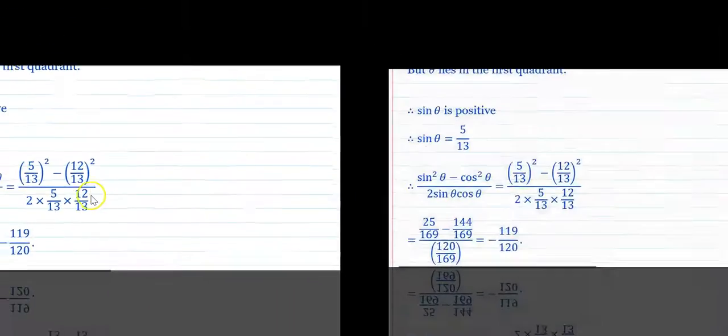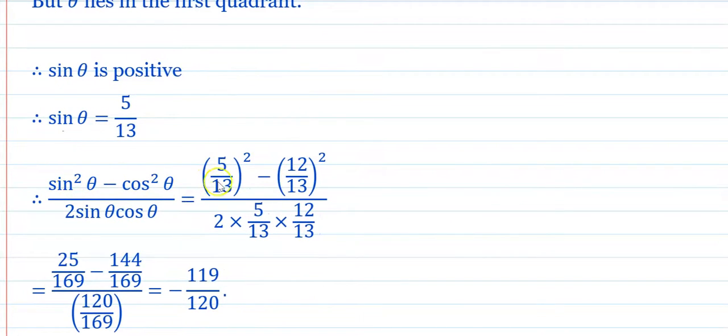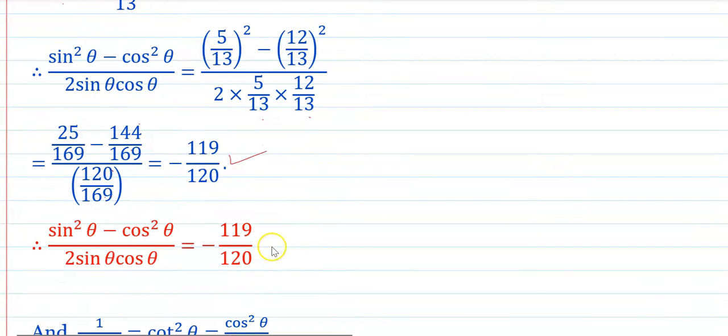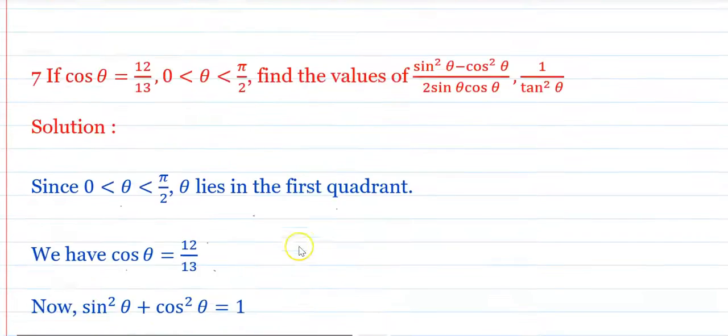Okay, substitute the values. Put in the value of sin theta and its square, cos theta and its square, and 2 into 5 by 13 into 12 by 13. Simplify: 25 upon 169 minus 144 upon 169 upon 120 upon 169. As a subtraction, you will get minus 119 upon 169 divided by 120 upon 169. The 169 gets cancelled and hence you get minus 119 upon 120, and this is the answer. Easy question.